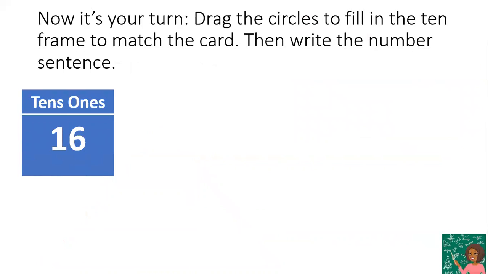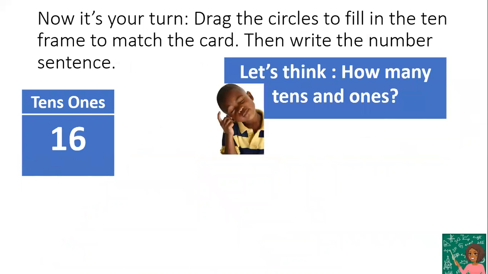Now it's your turn. You're going to drag the circles to fill in the 10 frame to match the number card. Then write the number sentence. What is the number on the number card? Get ready, set, go. Yes, it's 16. So let's think to ourselves, how many 10s and how many 1s are in 16? You got it. There's 1 ten in 16.